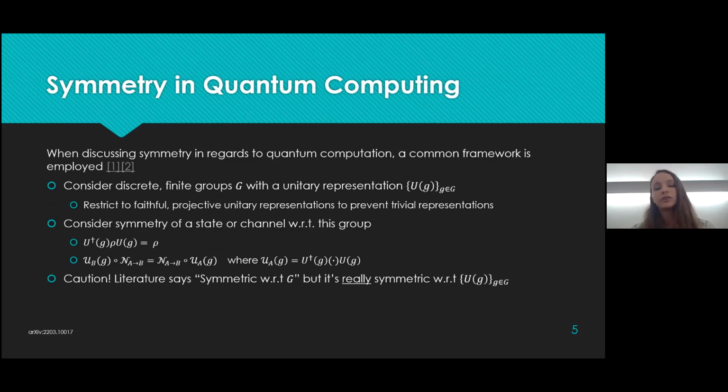So typically we consider discrete finite groups with a unitary representation, and this just means that it's a group that we have a way to put on a quantum computer, right? It's easy to put unitaries on a quantum computer.